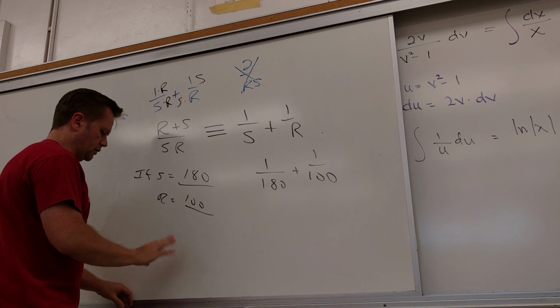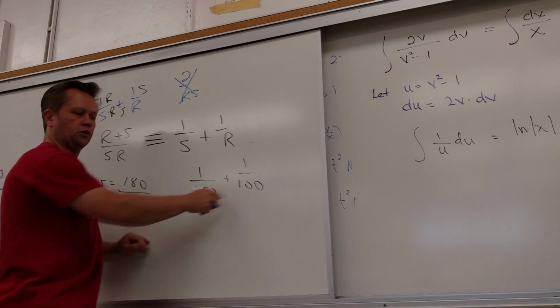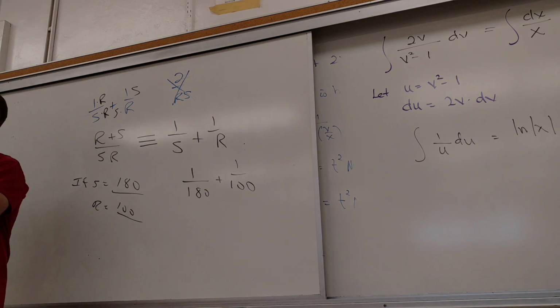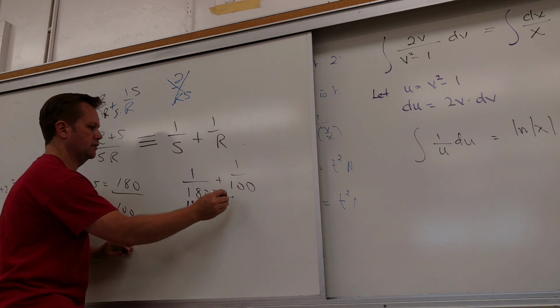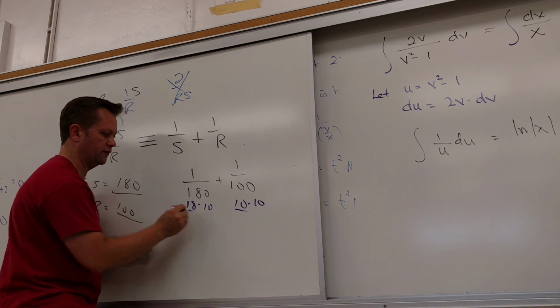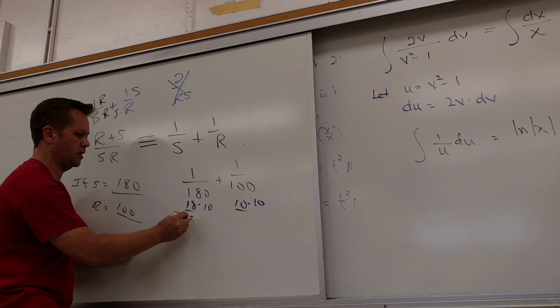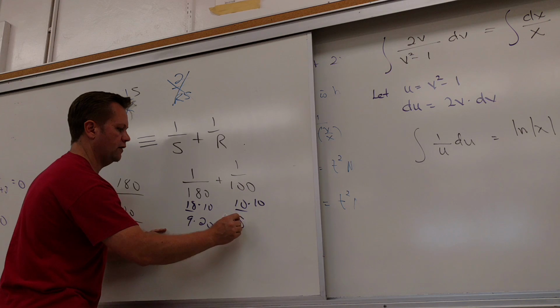The whole idea with the way I showed you how to do these when the numbers get kind of big: what's the biggest number they both have in common? 20. So you could start with 10. This is 18 times 10. This is 10 times 10. But then you see how these still have another 2 in common? So this is really 9 times 20 and 5 times 20.